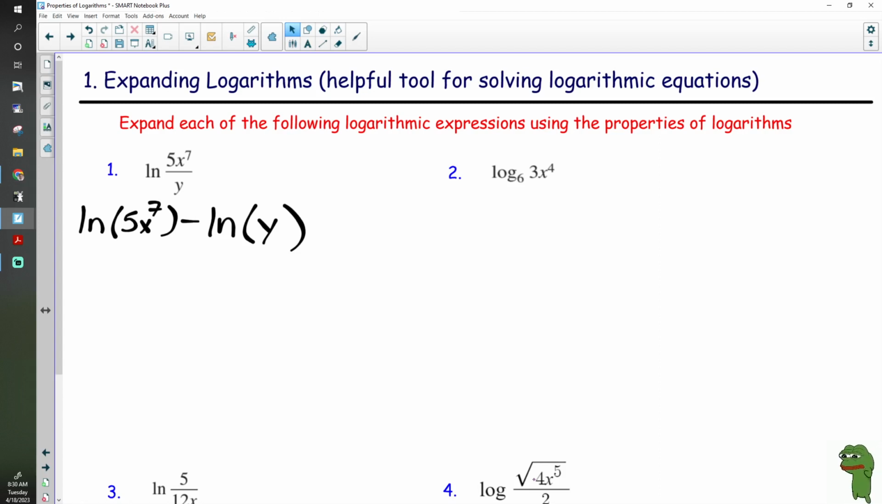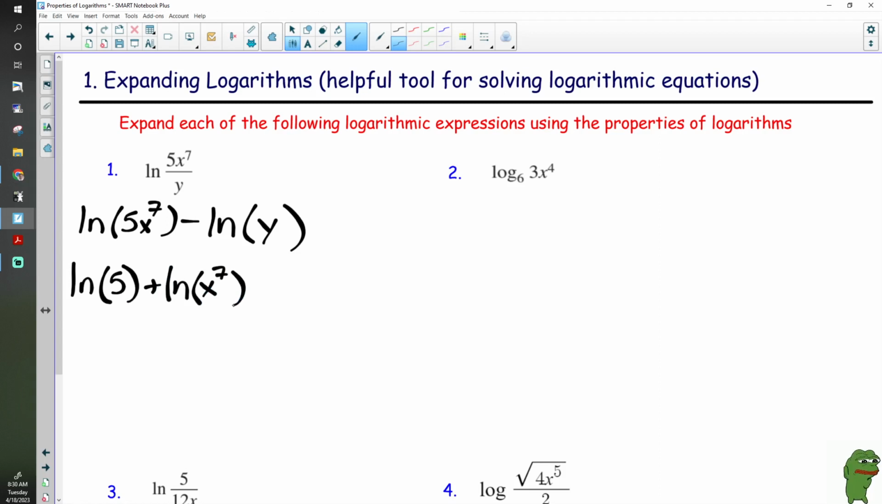They're being multiplied, so we'll write them as 2 ln's being added. So this will split into 2 more. We'll leave the ln of y. So we're going to have the ln of 5 plus the ln of x to the 7th. Again, these are adding because they were being multiplied before. And we still have minus ln of y.